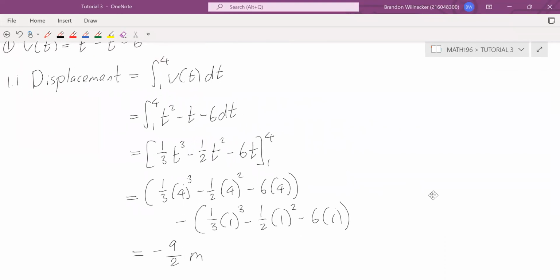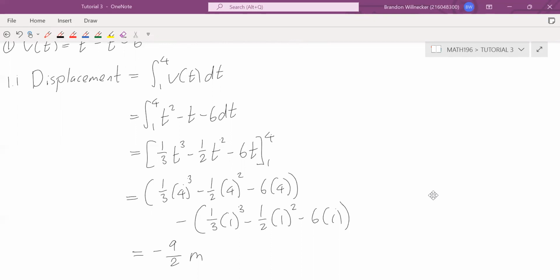Now remember what I said before, don't worry if the displacement is negative. A negative displacement just means that the person or object ended up with a net movement to the left. We were taking to the right to be positive, to the left to be negative. So this person had a net displacement of 9/2 meters to the left because it's negative.